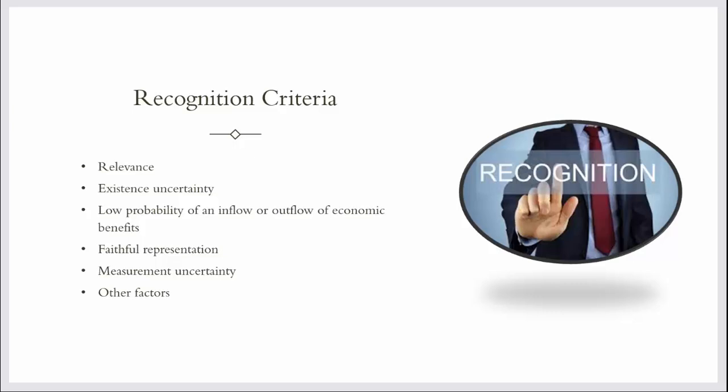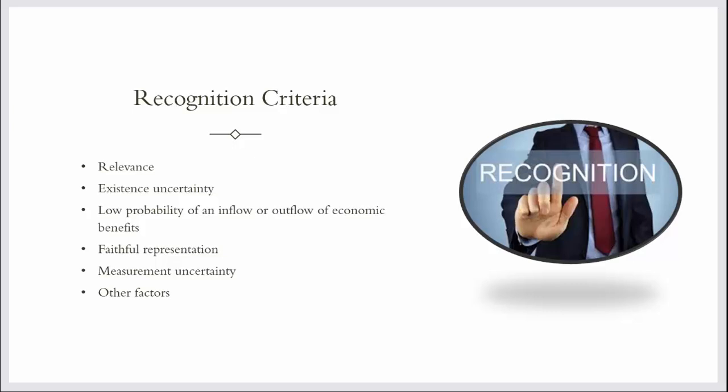3. Low probability of an inflow or outflow of economic benefits. Even if an asset or liability exists, if the probability of an inflow or outflow of economic benefits is low, recognizing the item might not provide useful information. Information about the magnitude and timing of possible inflows or outflows might be more relevant. Example, a company may have a contingent liability from a lawsuit. If the likelihood of losing the case, and therefore having to pay, is very low, it might not recognize the liability, but instead provide information about the potential outcome in the notes.